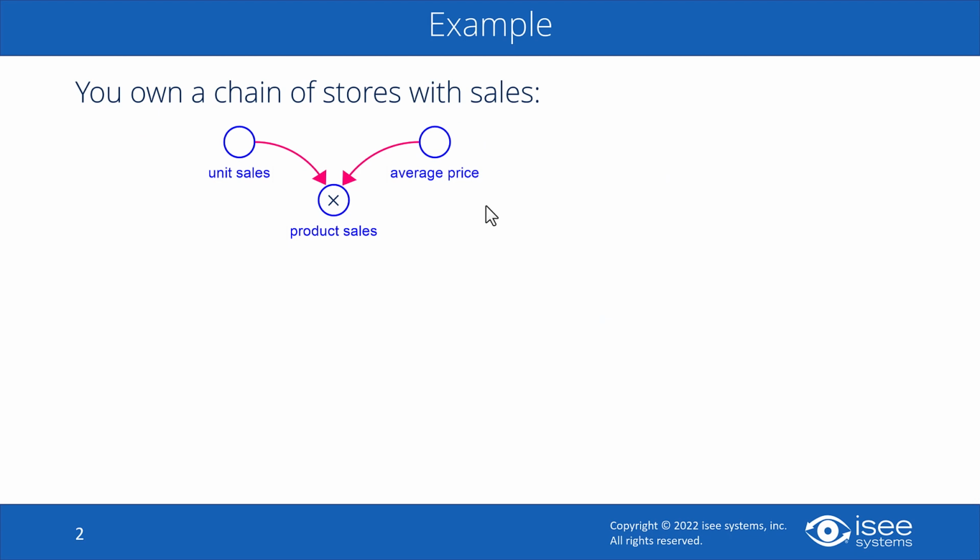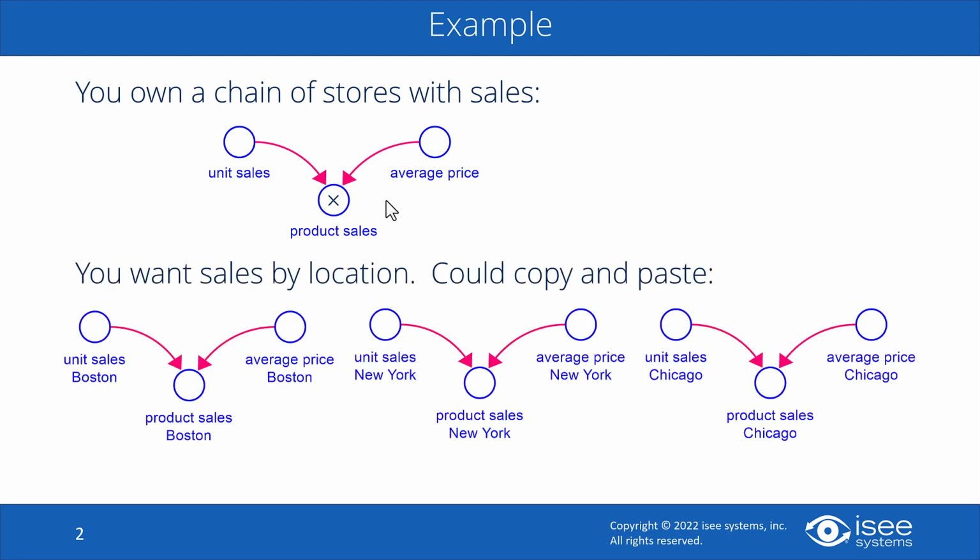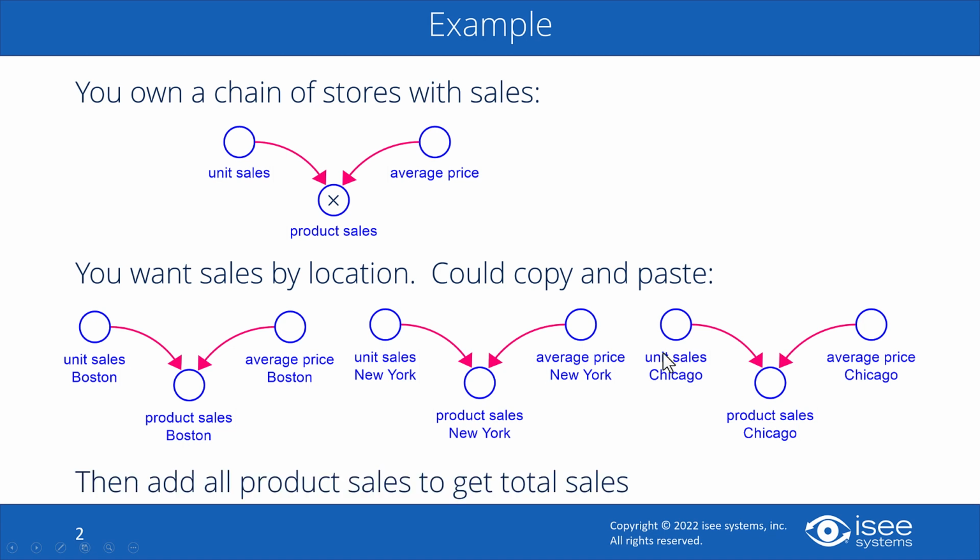Suppose you own a chain of stores and you want to figure out the sales for all of those stores. So we have unit sales across the stores, the average price. We multiply those together, we get product sales. Now say you really want to know by location what my sales are. Well, in that case, we can just copy and paste, and we can say, okay, here's Boston, here's New York, here's Chicago. If I want to add another city, I can keep going, and then add all of these together to get the total sales.